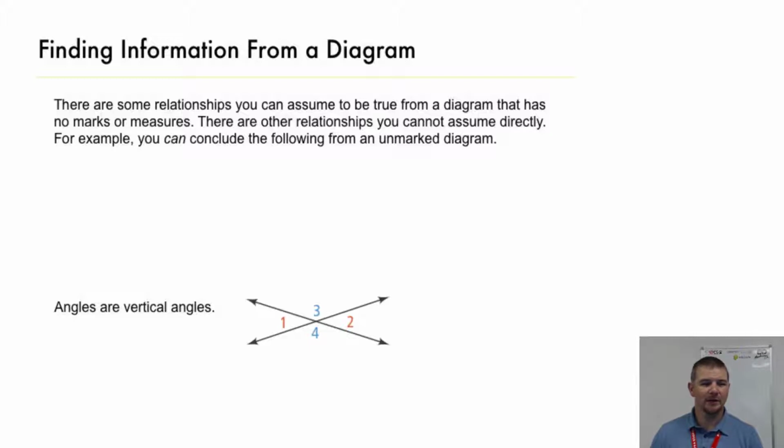And you can assume angles are vertical angles if they appear to be vertical angles, as shown here with angles 1 and 2, and also angles 3 and 4.